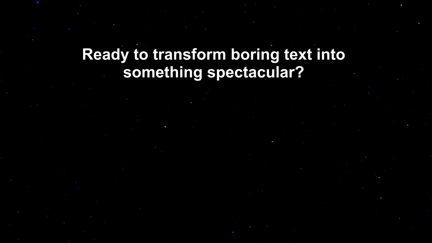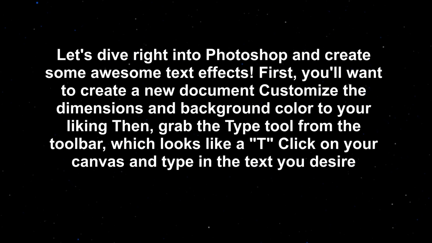Ready to transform boring text into something spectacular? Let's dive right into Photoshop and create some awesome text effects. First, you'll want to create a new document. Customize the dimensions and background color to your liking. Then, grab the Type tool from the toolbar, which looks like a T. Click on your canvas and type in the text you desire.